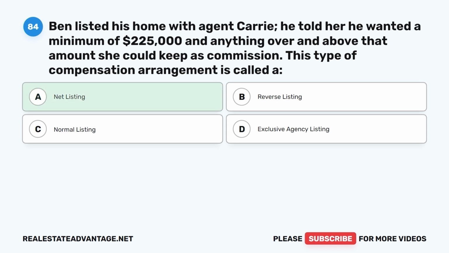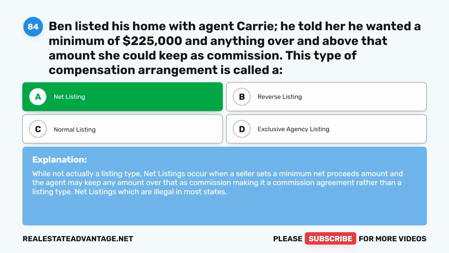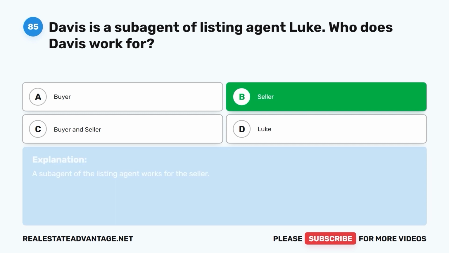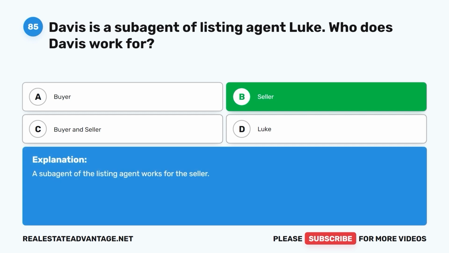The correct answer is A. Net listing. While not actually a listing type, net listings occur when a seller sets a minimum net proceeds amount and the agent may keep any amount over that as commission, making it a commission agreement rather than a listing type. Net listings are illegal in most states. Question 85. Davis is a sub-agent of listing agent Luke. Who does Davis work for? A. Buyer. B. Seller. C. Buyer and seller. D. Luke. The correct answer is B. Seller. A subagent of the listing agent works for the seller.